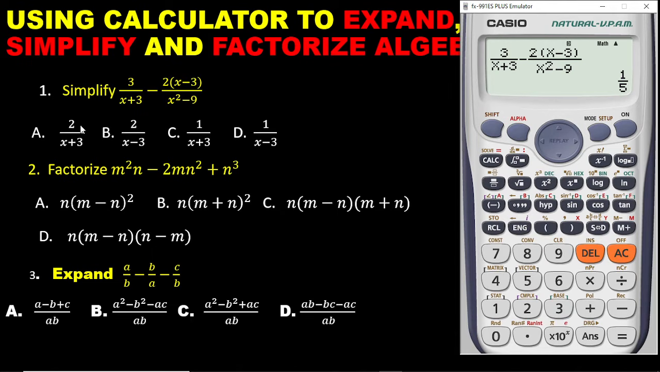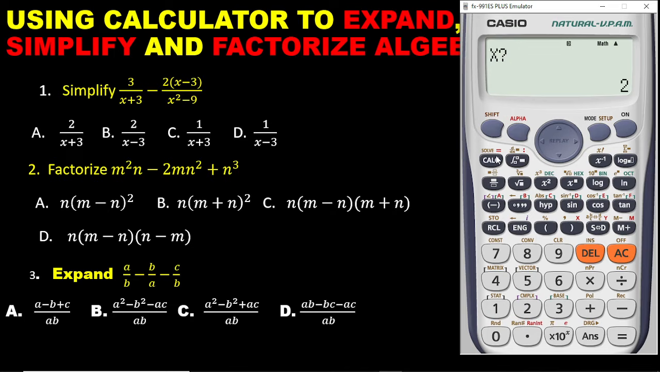So let's start. The first one, we have 2 over x plus 3. Now let's put that one there. It's a fraction. So fraction key, we have 2 over x plus 3. That is x. So we have x here and then plus 3. Now we are going to press the calc function and then we put 2 and see if we get 1 over 5.